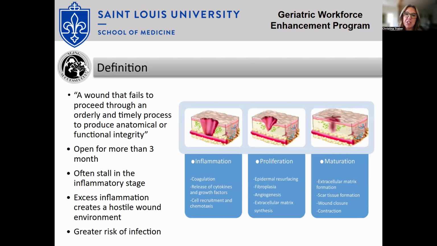So if you had a knee abrasion, you would go through these stages, you would get a scar, and it would heal. A chronic wound tends to be a wound that's open for more than 3 months, a longer time period, and it gets stalled in stage two. This inflammatory stage is where the wound gets stuck. And so all of our treatments are based on trying to decrease that inflammation and to create a better wound environment so that wound healing can continue. There's excess inflammation, and that creates a hostile wound environment, and therefore there's also a greater risk of infection overall.